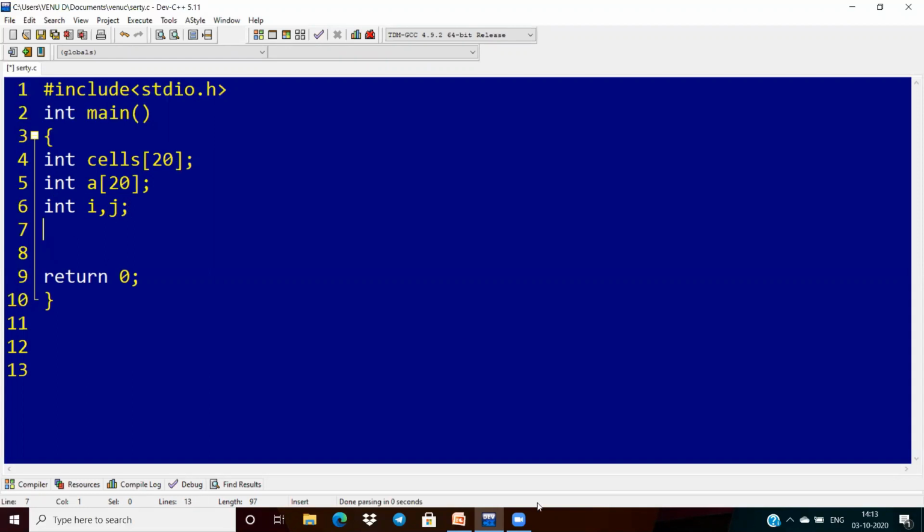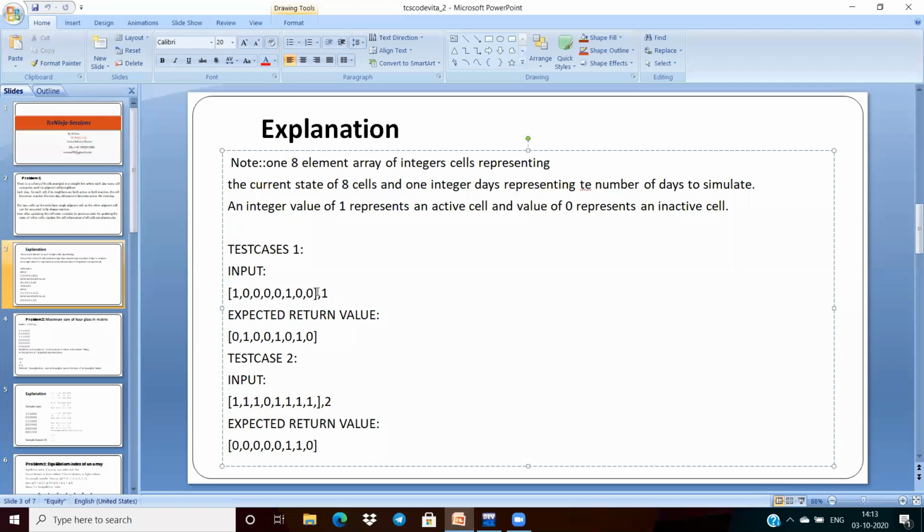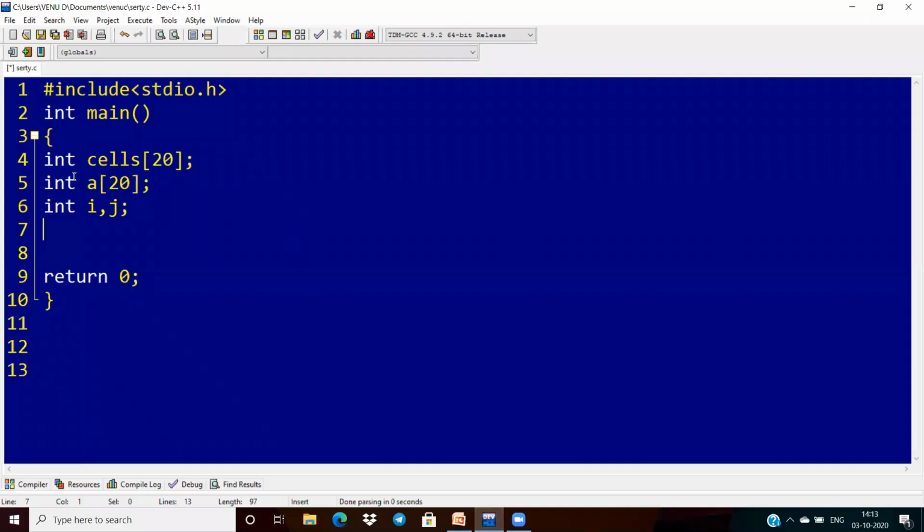So first of all, what is the input here? We have to give this many cell values along with the number of days. So first of all, I have to read all the cell values. I want to store them from index 1 to 8. In index 1 to 8 I am storing all the cell values, so I am taking j equal to 1, j less than 9, and j plus plus.